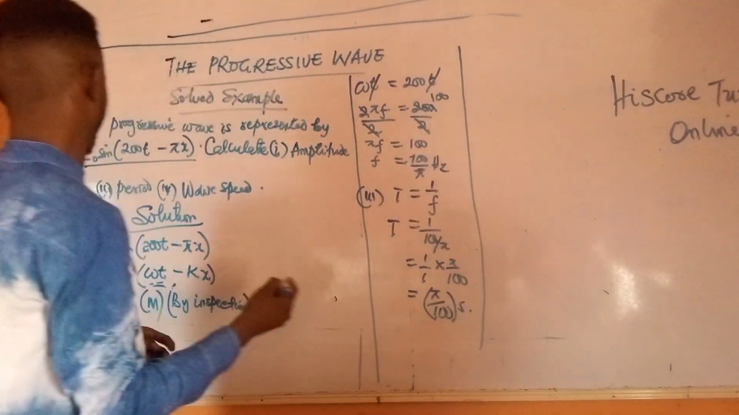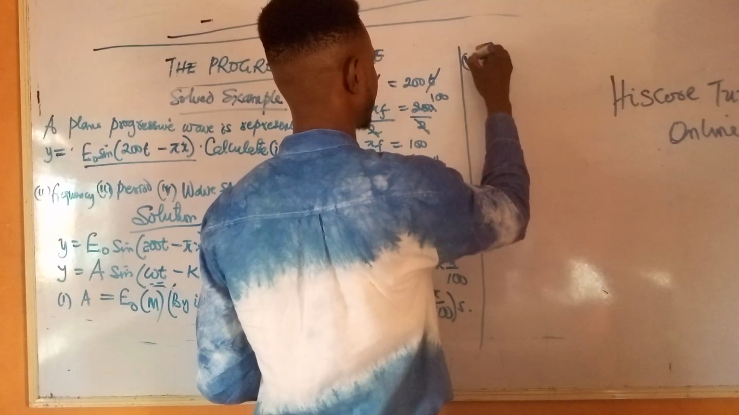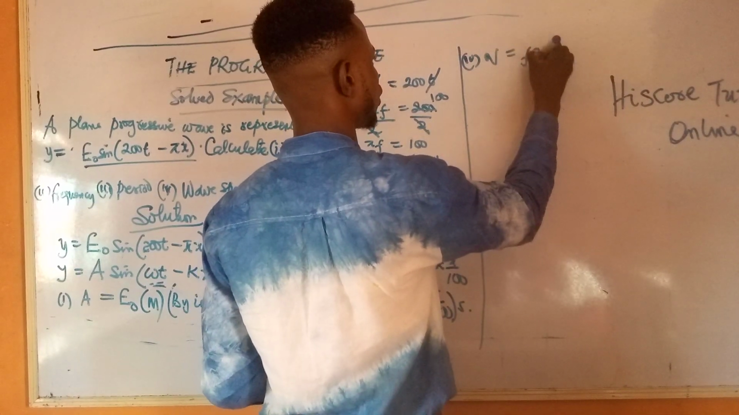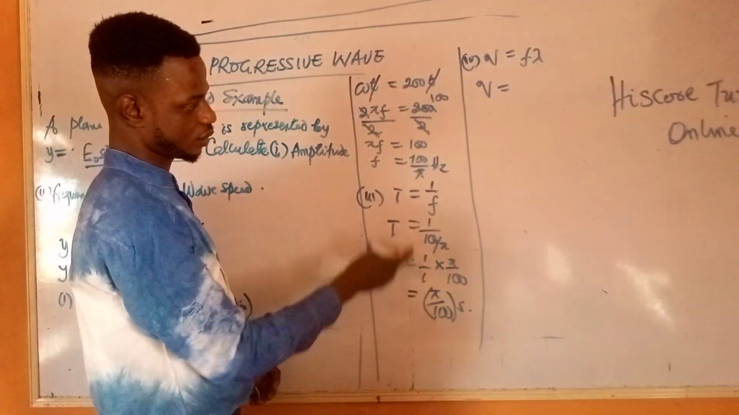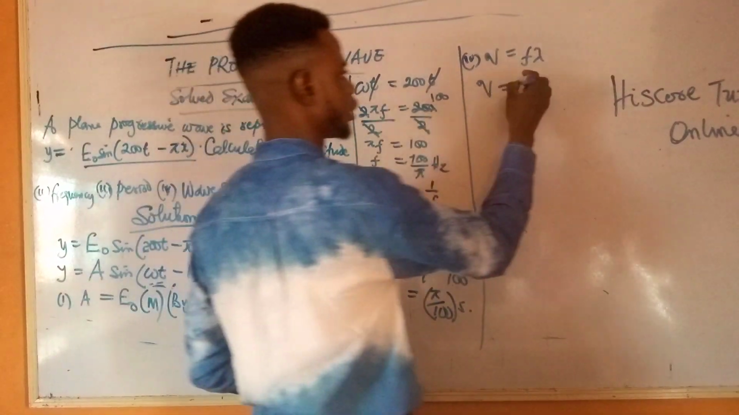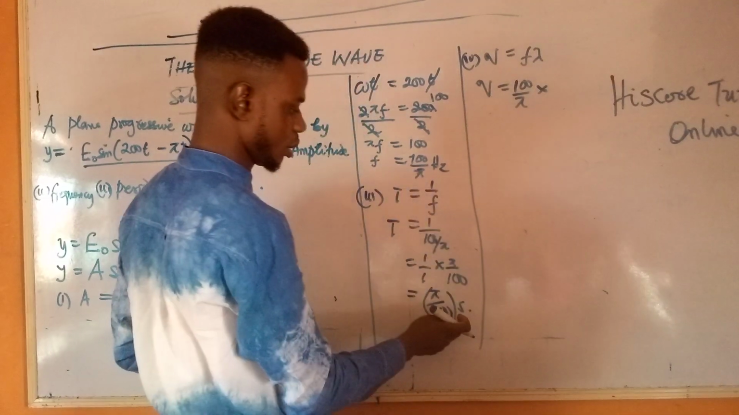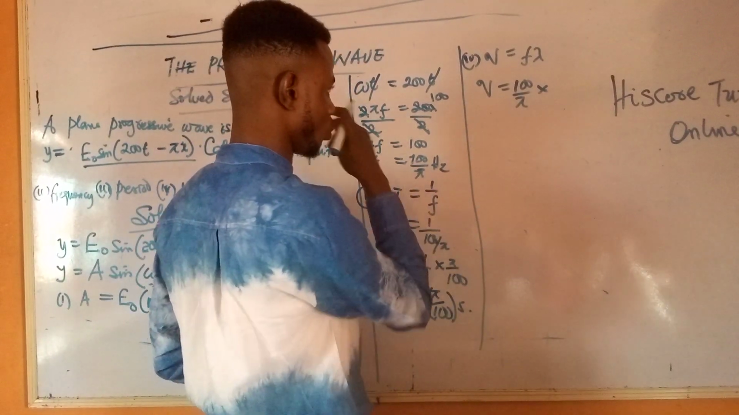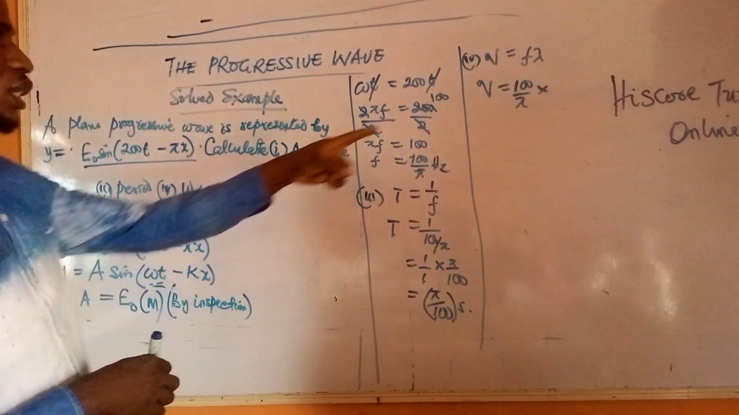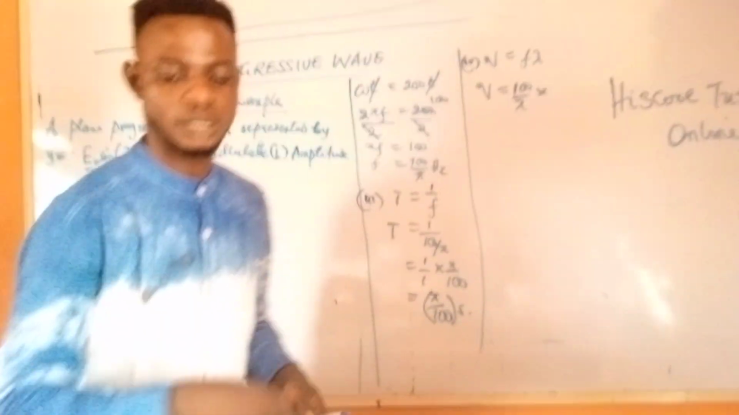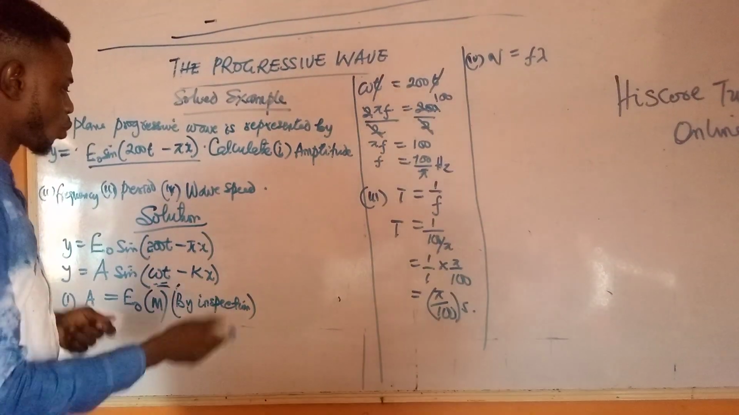What next? Wave speed. Recalling that wave speed v equals f lambda, so therefore v, what's our f? Our f is 100 over pi times what? Oh, we need to get the wavelength. Okay, let's get the wavelength first. How do you get wavelength? You get wavelength from where you have x.